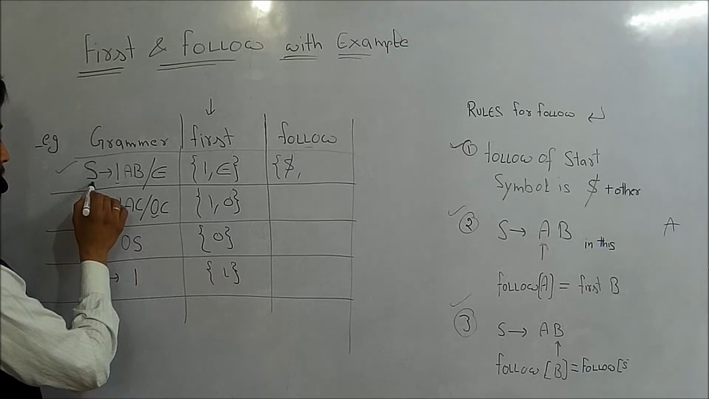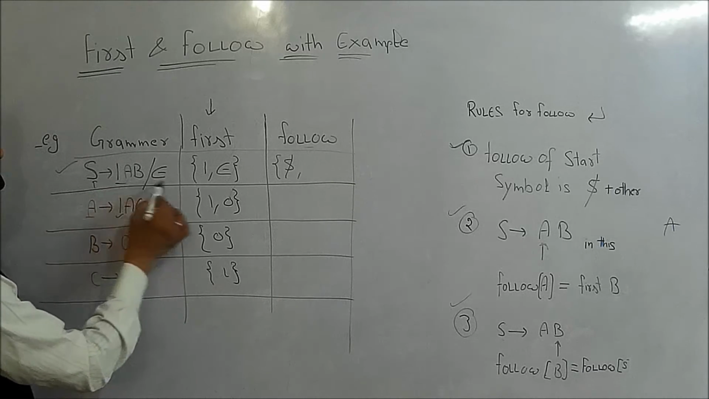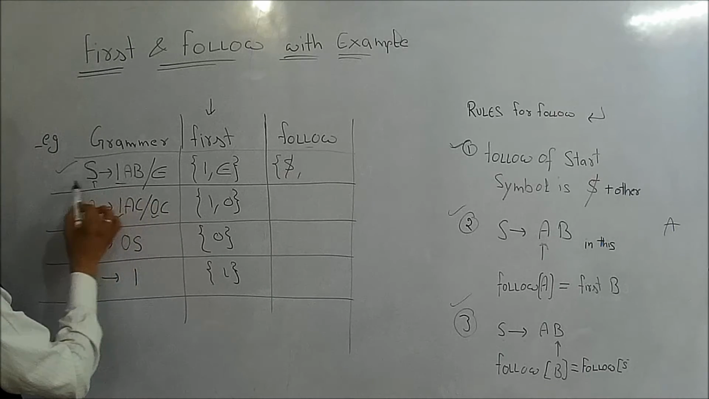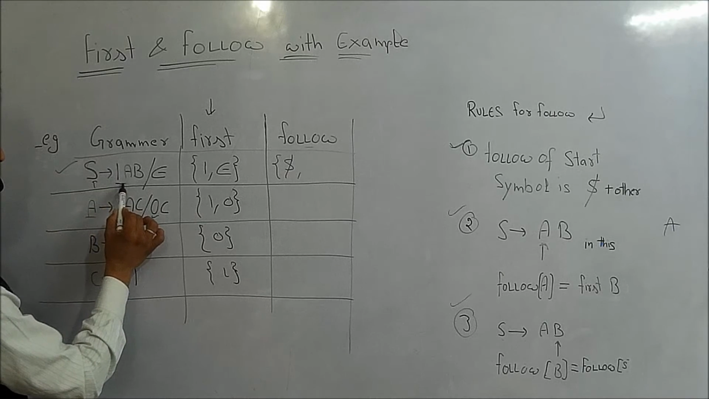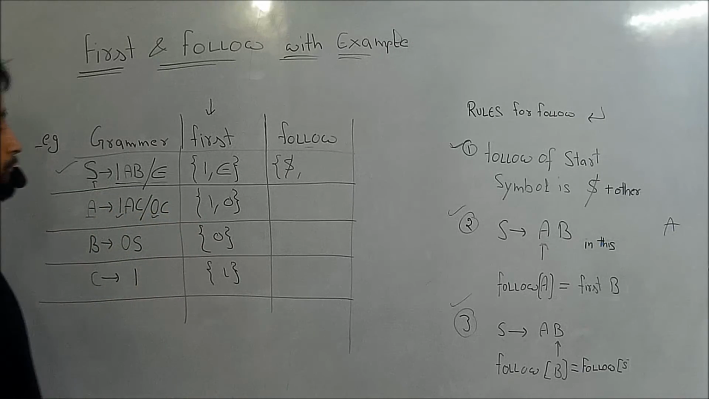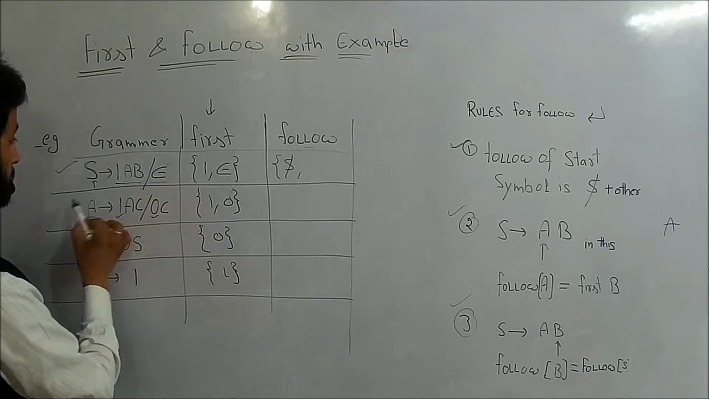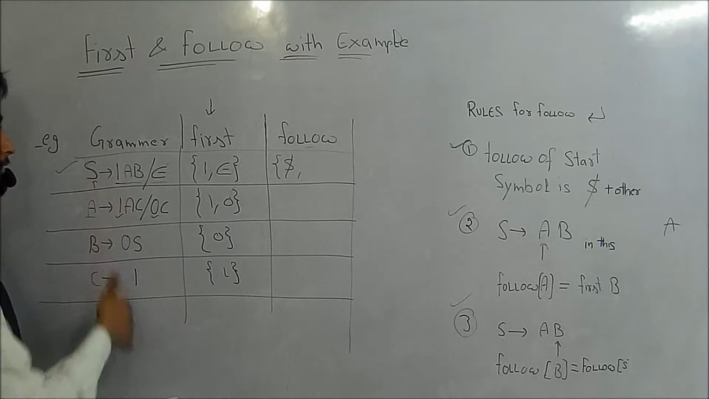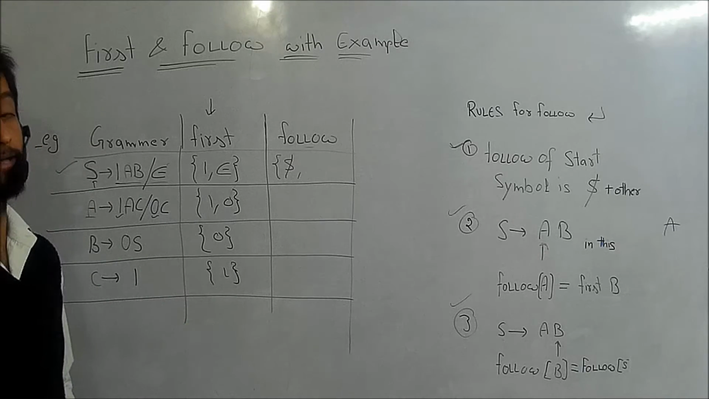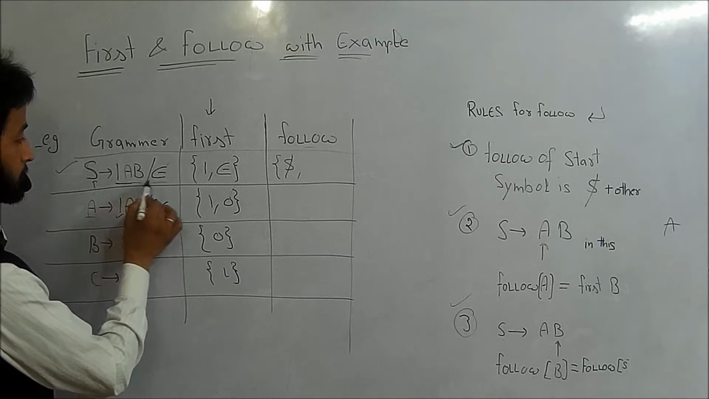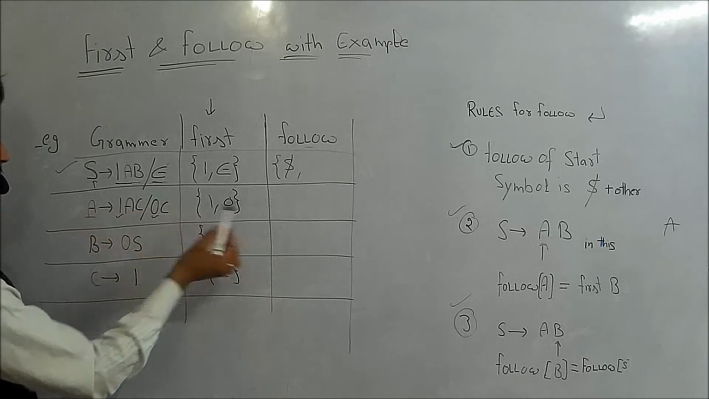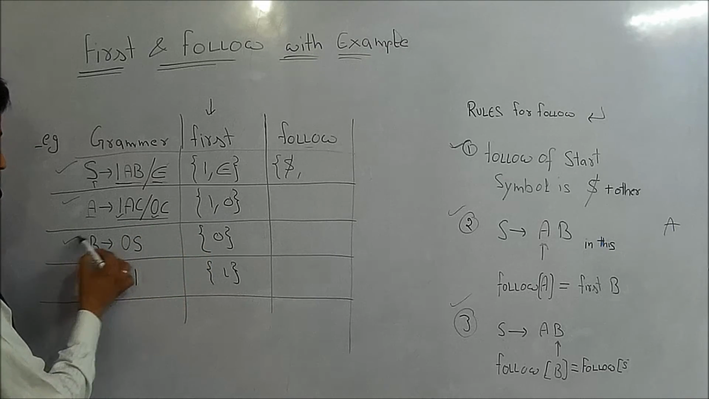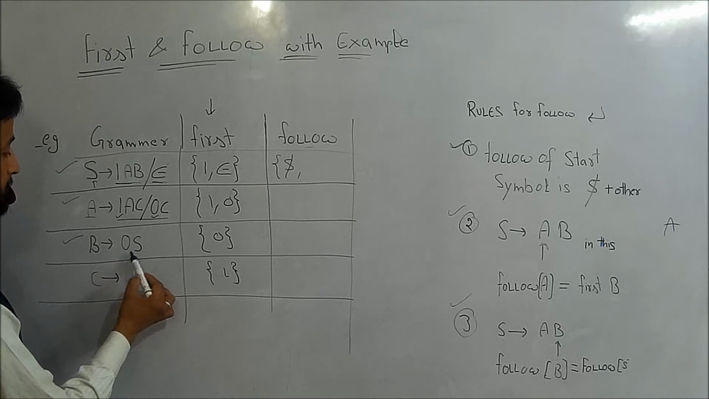So for calculating the follow of S, I will check the occurrence of S in each production. First I will check the occurrence of S in the first production, in which there is no occurrence of S in the right hand side of the production. Okay, no S. So for calculating the follow, I will check the occurrence only in the right hand side of the production. Okay, so here no S. Now I will check the occurrence of S in the second production in the right hand side of the production. So here also no S.